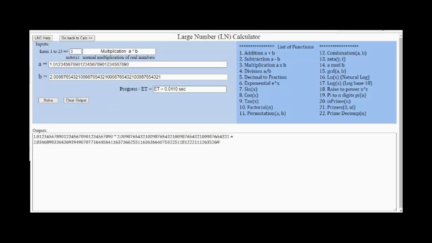and notice what happens. Notice the problem is restated in the outputs box. Here's the problem restated. Here's A times B equals, and here's the product. By the way, the ET means elapsed time, which is the time taken for this calculation.